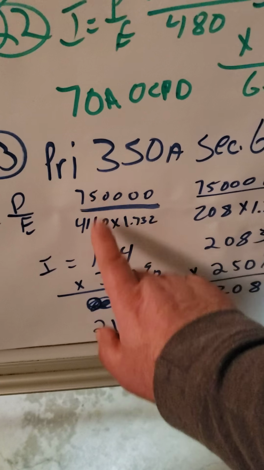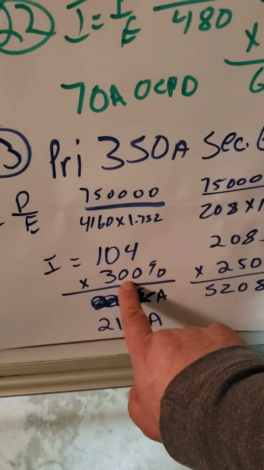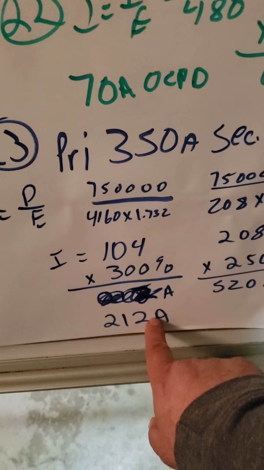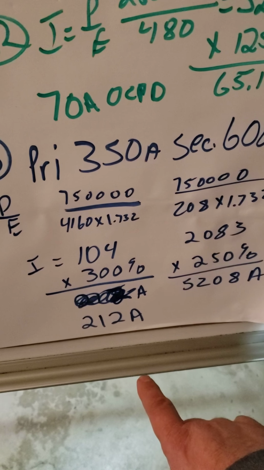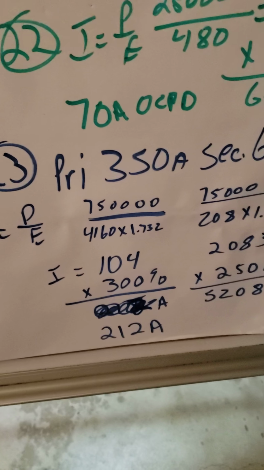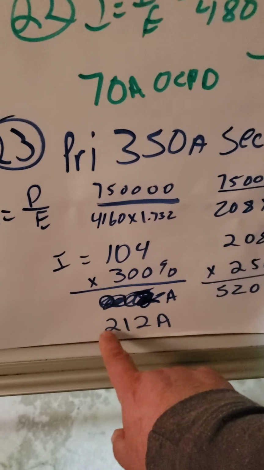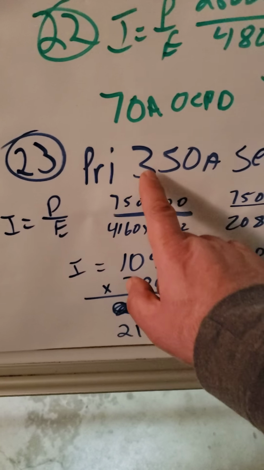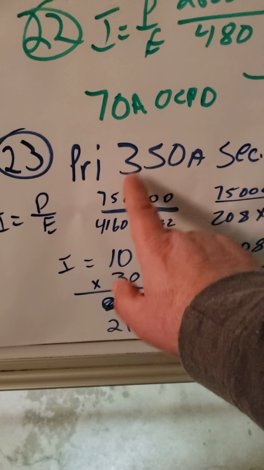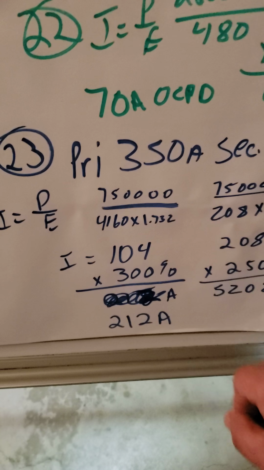For our overcurrent protection on the primary side, it's 300%, gives us 212, or is it 312, I'm sorry. And then so our primary is 312, I'm sorry. So that's next breaker size up is 350.